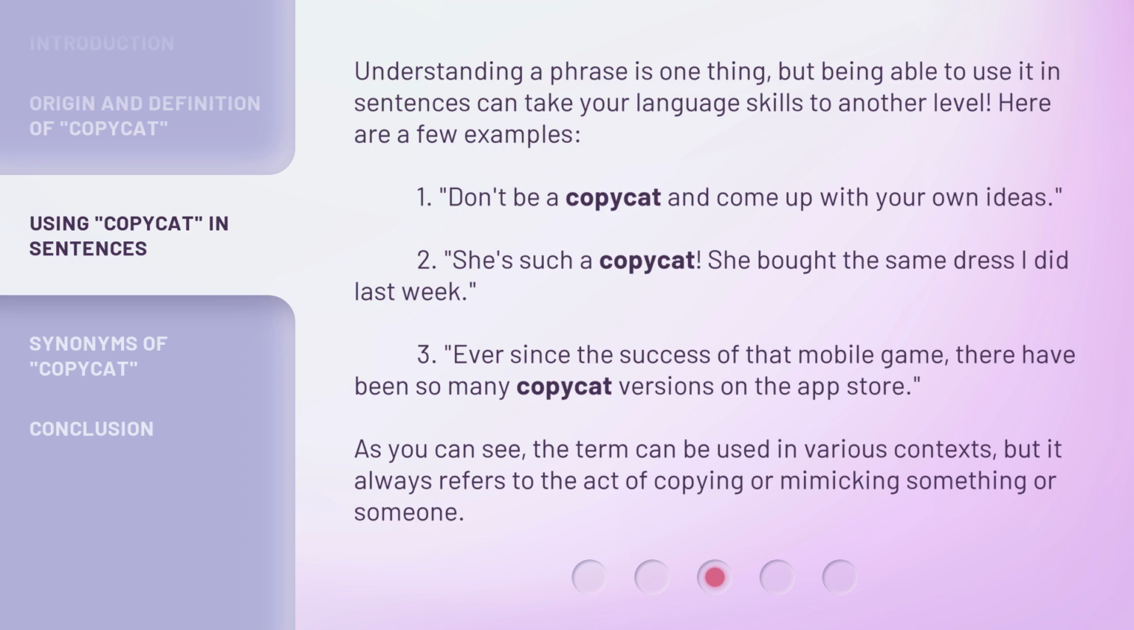Understanding a phrase is one thing, but being able to use it in sentences can take your language skills to another level. Here are a few examples. 1. Don't be a copycat and come up with your own ideas. 2. She's such a copycat. She bought the same dress I did last week. 3. Ever since the success of that mobile game, there have been so many copycat versions on the App Store. As you can see, the term can be used in various contexts, but it always refers to the act of copying or mimicking something or someone.